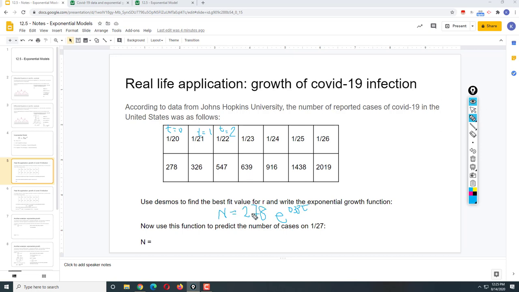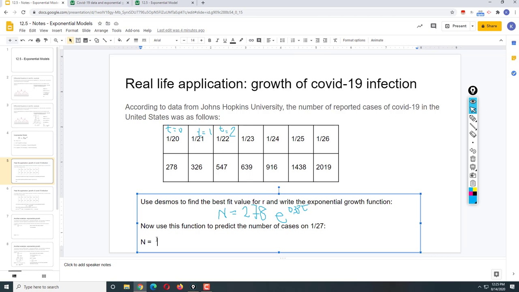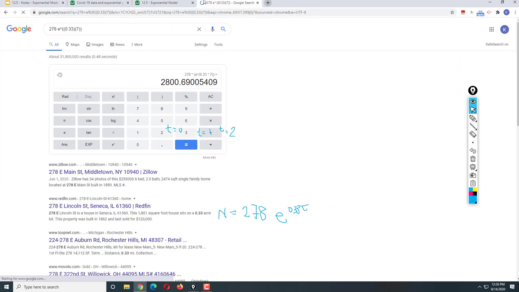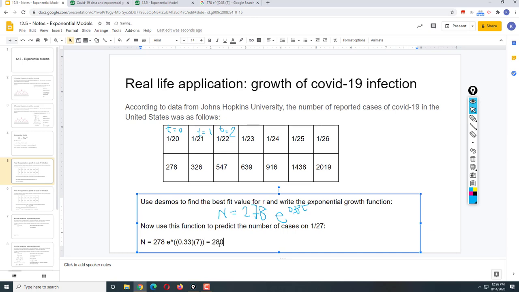Now we can use this function, 278 times e to the 0.33t, to predict how many cases there are on the next day. Well, N equals 278 times e to the 0.33 times t, and January 27th is 7 days after, so t is 7. So we're looking for 278 times e to the 0.33 times 7 power. Let's plug this into Google. We get about 2801. So I'm expecting about 2,801 people to have COVID-19.